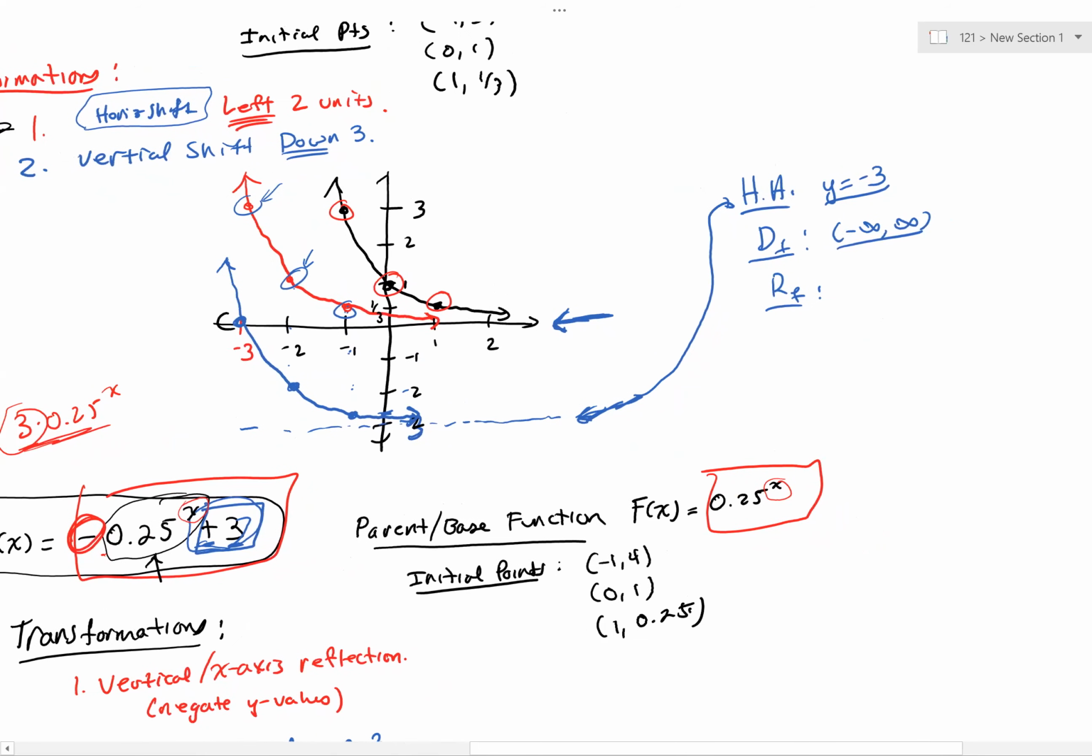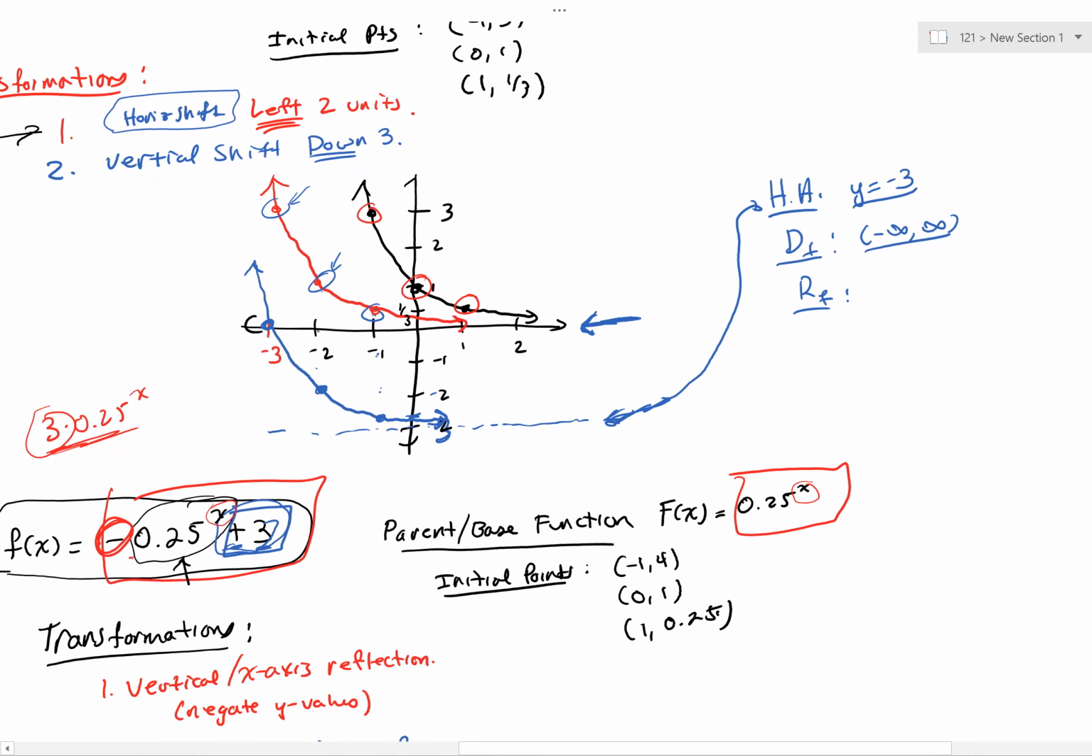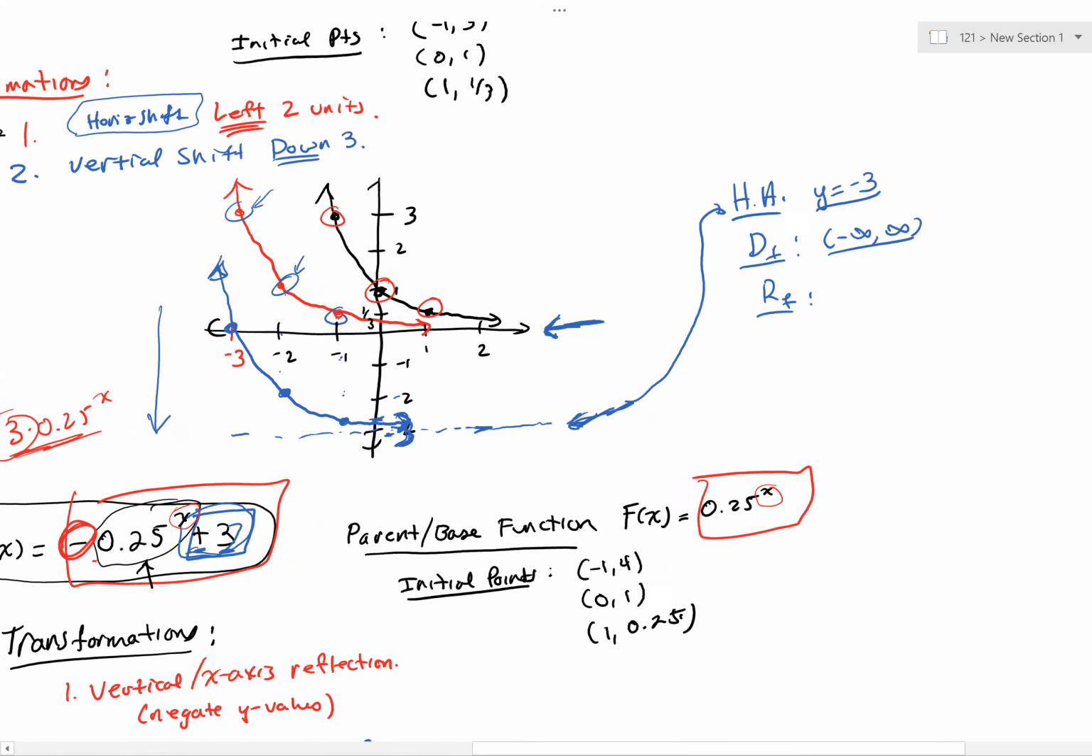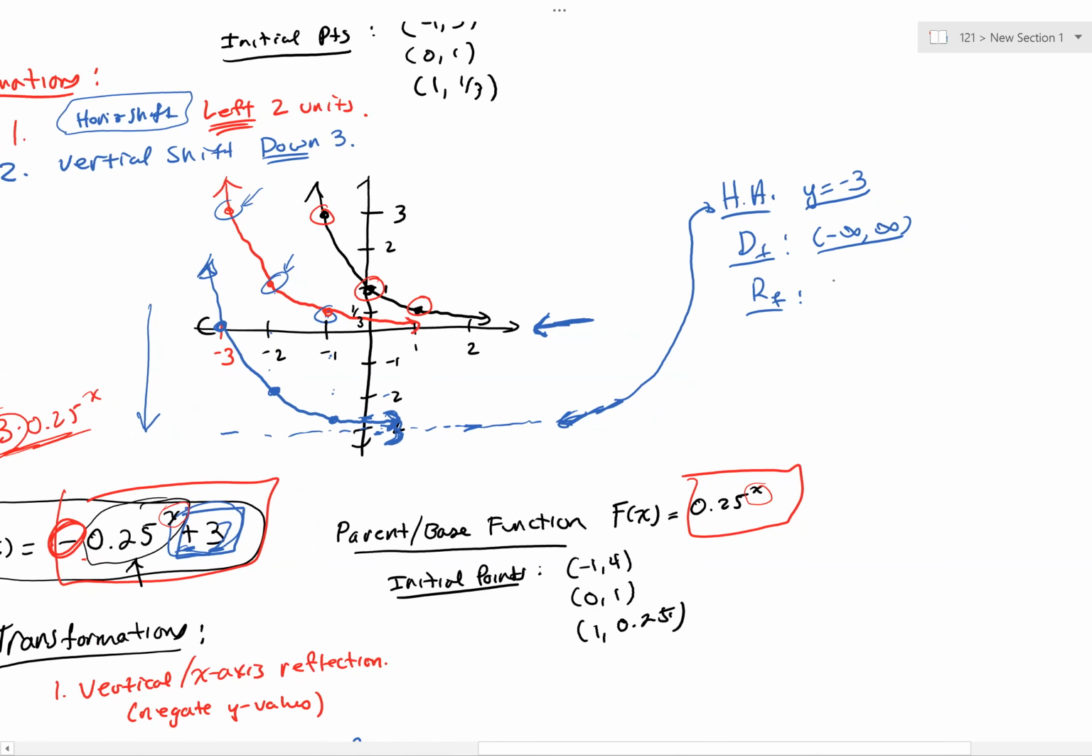Because of the vertical shift, the range did change. Remember, the range for a parent function is always 0 to infinity, but because the graph got moved down to negative 3, the range changed also. If we look at the y values, we get as low as negative 3 and as high as we want. So the range will be from negative 3 to infinity, but remember, it's not going to meet its horizontal asymptote, so it won't ever equal negative 3. So the range of f will be negative 3 to infinity.